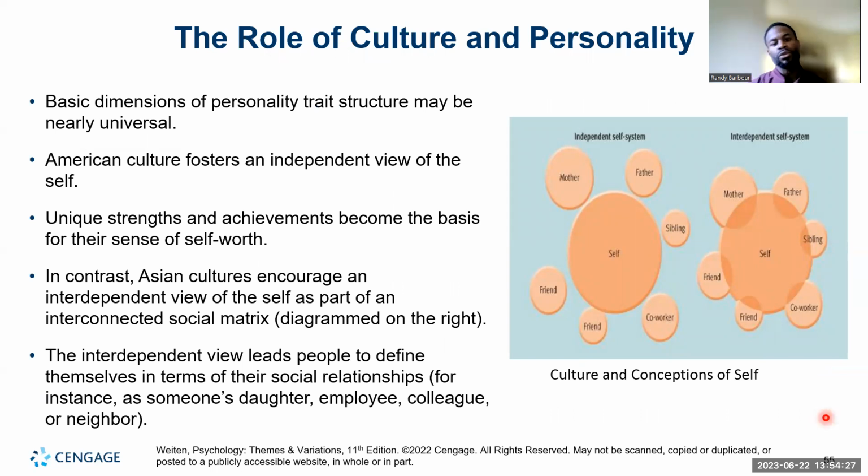So when we talk about the role of culture and personality, you have to think about two dimensions. And we'll talk about interdependent and independent. Culturally, the independent personality or self-system, you have the Western culture. We're more independent, right? The basic dimensions of personality trait structure may be nearly universal, but we see some differences and some distinctiveness between those in American culture and those in Eastern Asian cultures. American culture fosters an independent view of self, and this view highlights and emphasizes unique strengths and achievements as the basis of the sense of self, right?